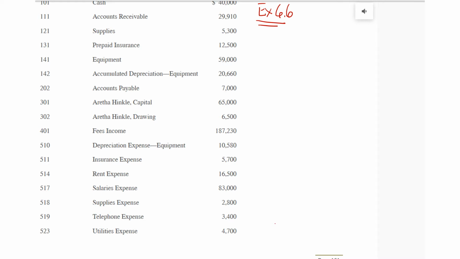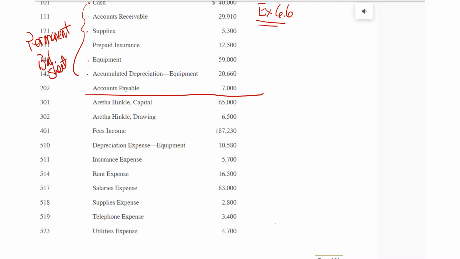So I'm just going to draw a line right there. Notice this, you've got cash, accounts receivable, supplies, prepaid insurance, equipment, accumulated depreciation, and accounts payable. Well, guys, those are all what we call permanent accounts because, again, they're on the balance sheet. So all these accounts will not be affected in the closing process.